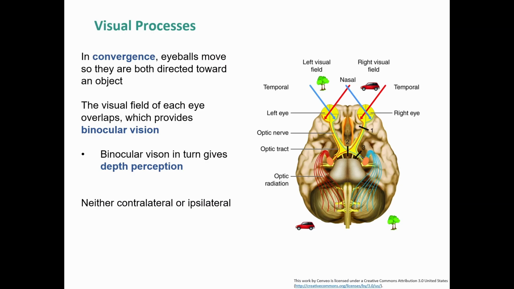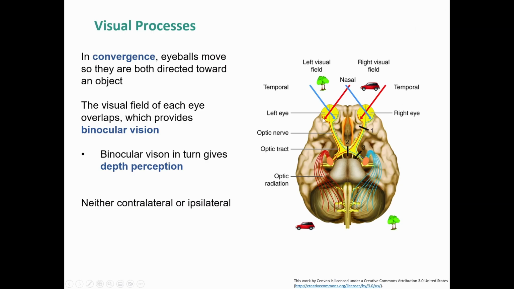Another important thing to note is that vision is the one thing that is neither contralateral nor ipsilateral. Remember, contralateral means that the body part is controlled by the opposite side of the brain, and ipsilateral means they're controlled by the same side. And I know you're thinking, wait, what? If it's not opposites and it's not the same, what is it? Well, it's a mix.